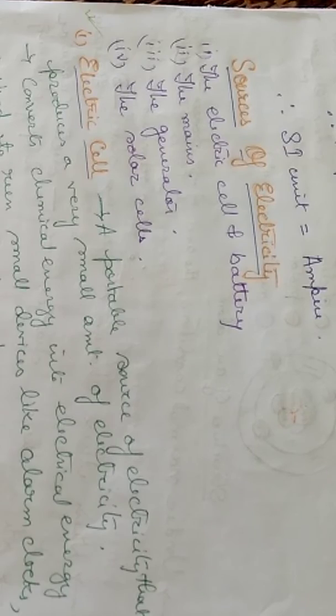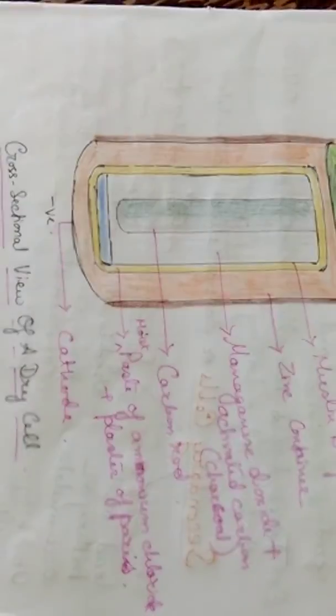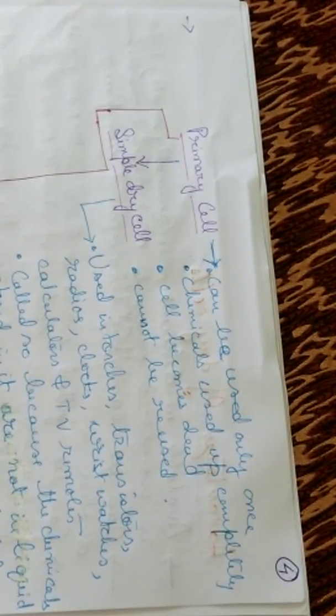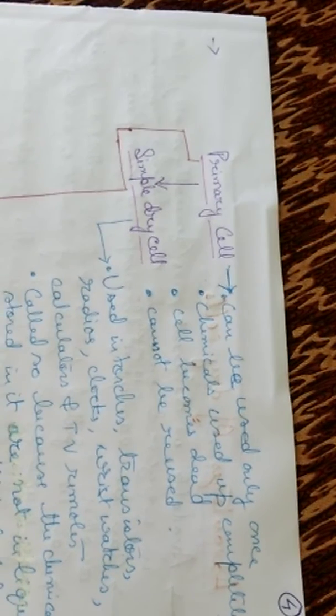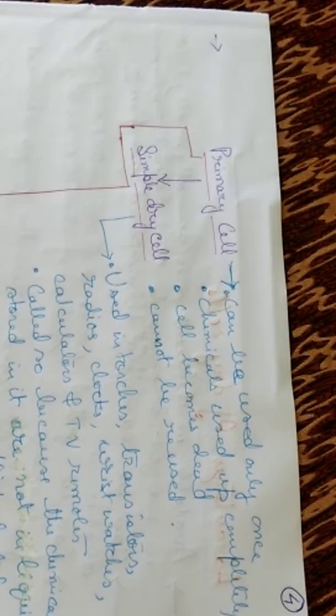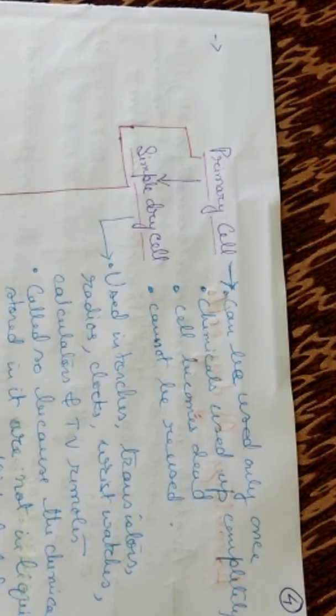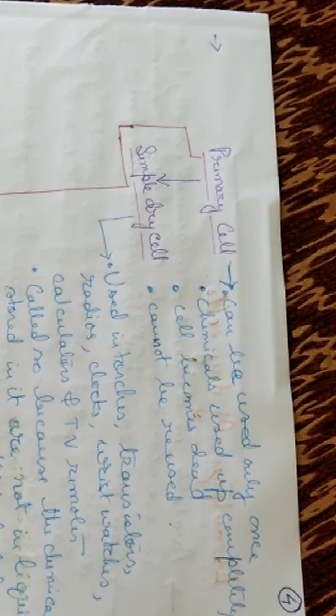They can be primary or secondary. Primary cells can be used only once, and the chemicals which are used in the primary cell are used up completely once they are used. Then the cells become dead and they cannot be reused after that.